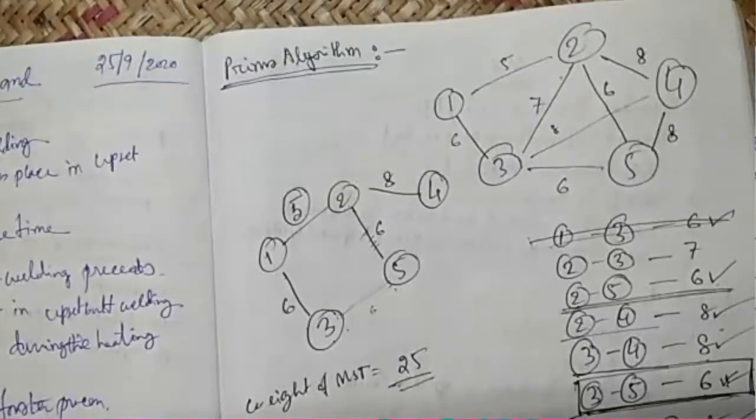If we join 2 4, then the weight becomes 8. If we join 3 4, then also the weight becomes 8. If we join 5 4, then also we can get the weight 8. So if we join 3 4 or 5 4, the total weight of the minimum spanning tree would remain unchanged, because 2 4 is also 8, 3 4 is also 8, 5 4 is also 8.